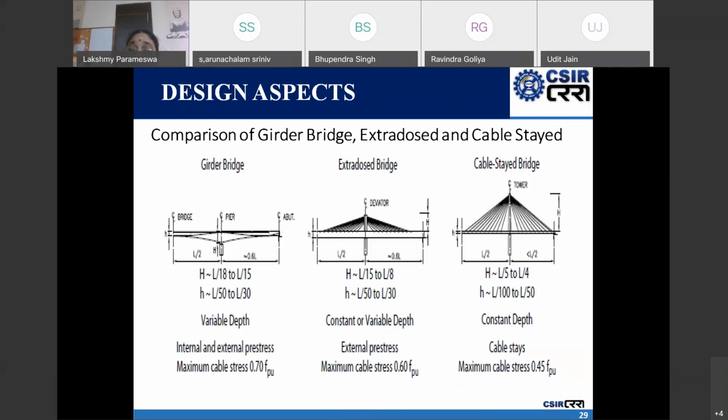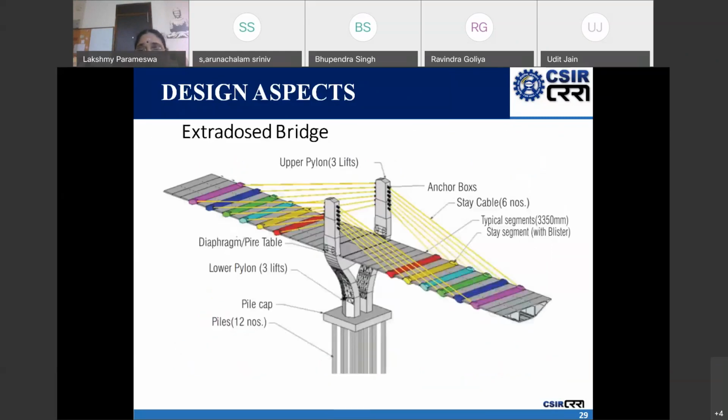And also what is important is what is the maximum permissible cable stress. Here it is only 0.45 FPU, whereas in an extradosed bridge it is somewhat 0.6 FPU. So there are some differences between these bridges.